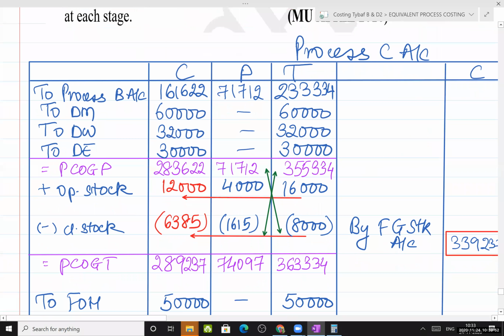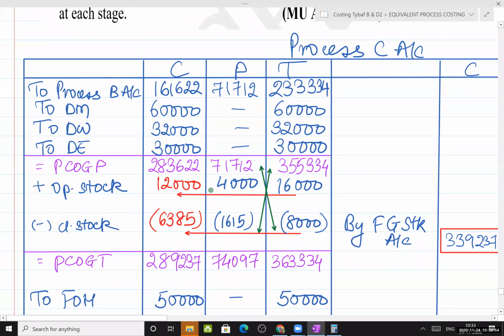Then what did I tell you? If there is profit in the opening stock, then there will be profit in the closing stock also. And how will you calculate that? On the basis of prime cost of goods produced. You will cross multiply and get this. Okay. See, I have shown the arrows also.